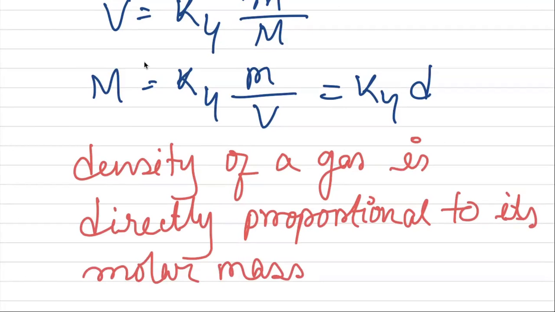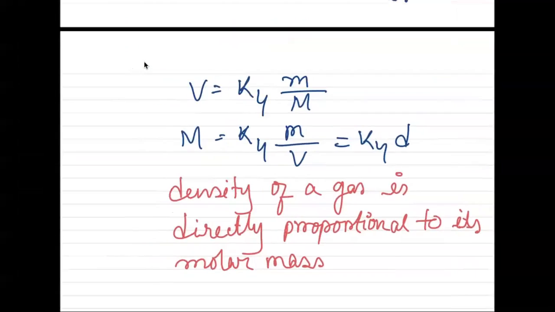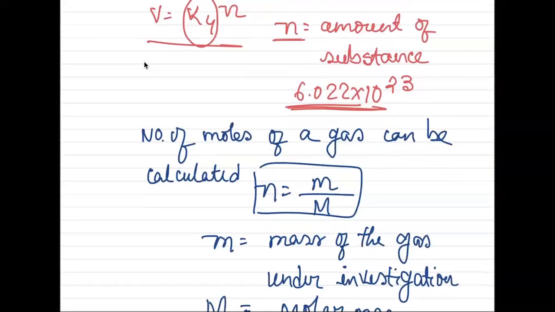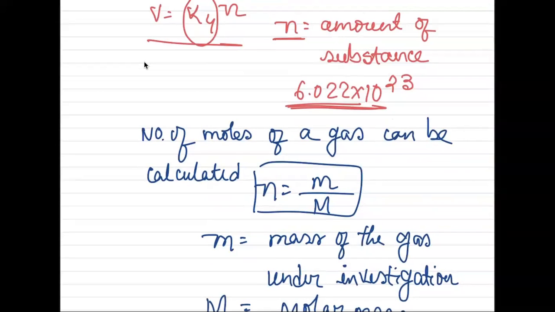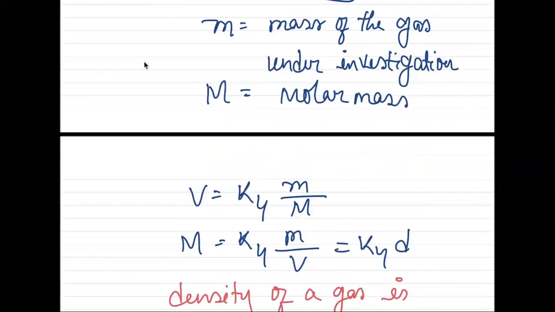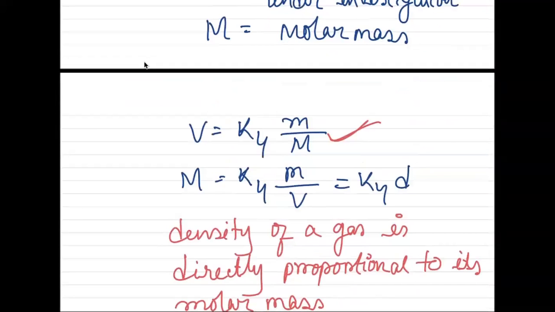Okay, boys, clear? If you have any confusion regarding Avogadro's law, you can ask. At a given temperature and pressure, Avogadro's law states that the volume of a gas is directly proportional to the amount of gas, that is V proportional to n. And n, the number of moles, we can calculate as given mass by molar mass. If we put the value of the number of moles into this equation, we get the relationship M equals k4 d. That means the density of a gas is directly proportional to the molar mass. Clear?